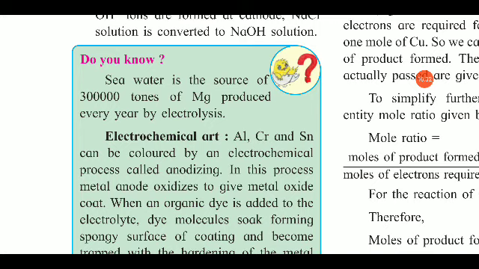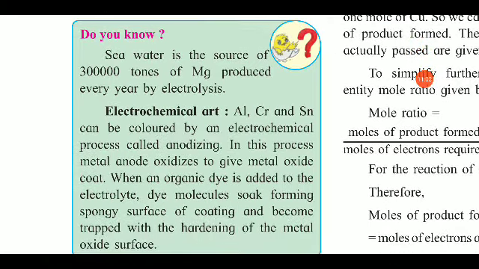in your textbook they have provided this concept: seawater is a source of 3 lakh tons of magnesium produced every year by electrolysis. This is very important, because seawater contains a lot of minerals, among them magnesium, so that is why we can produce this many tons of magnesium.